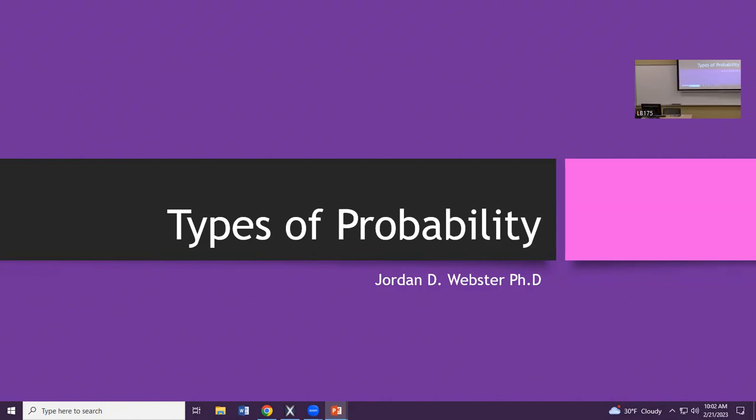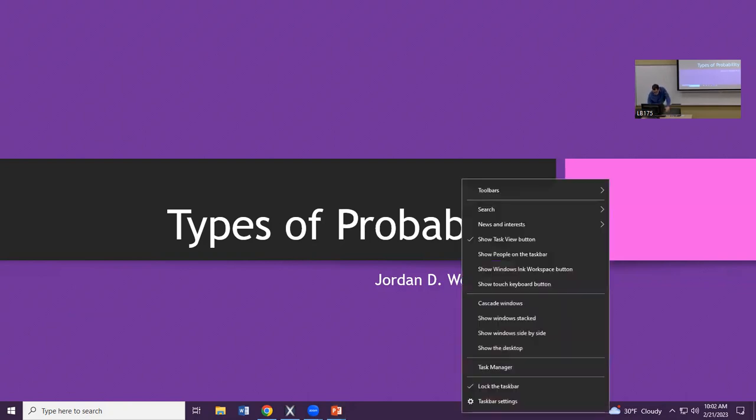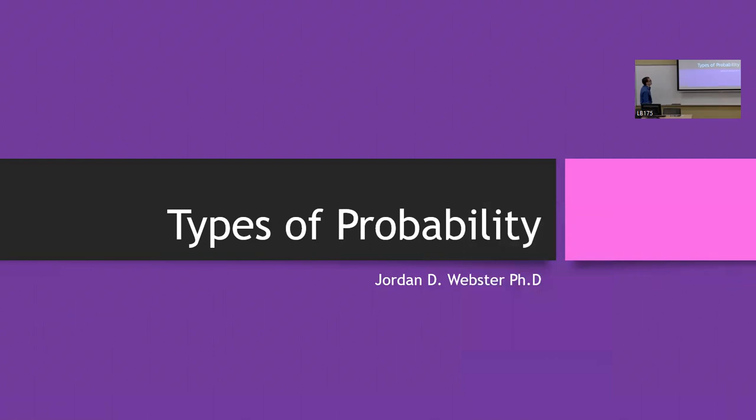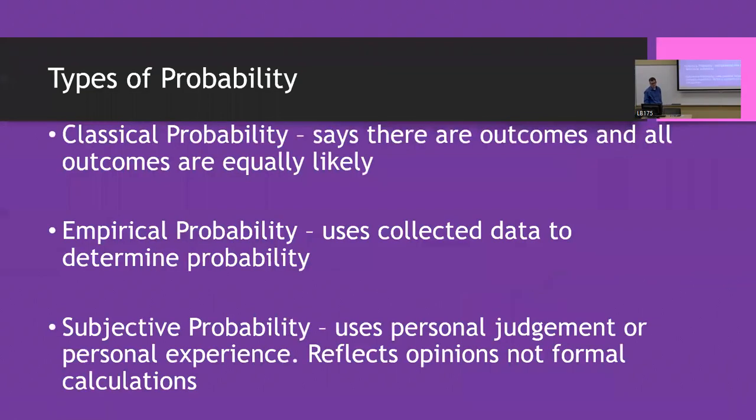Today, we're going to start talking about how to calculate probabilities. So if we're trying to calculate probabilities, then we need to know what scenario we're in. In other words, what type of probability calculation I should use. There's actually three different types of probabilities that we can utilize. One is called classical probability.